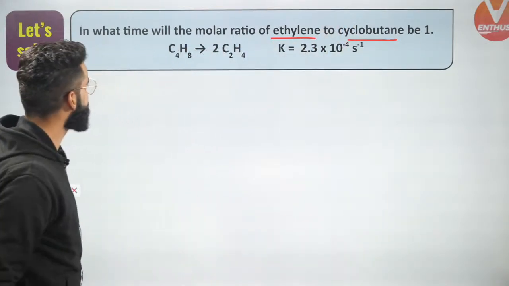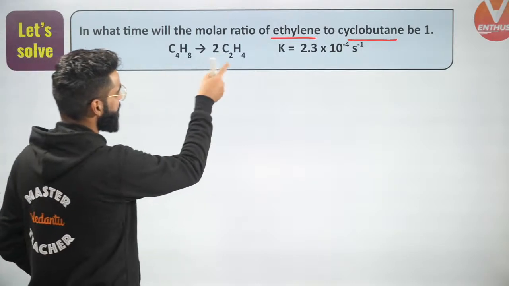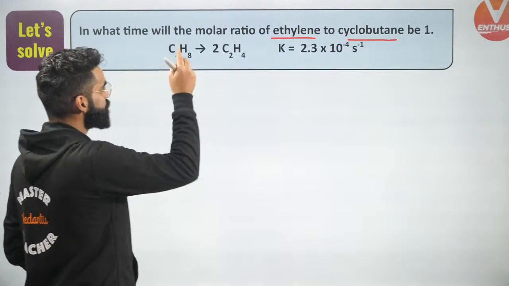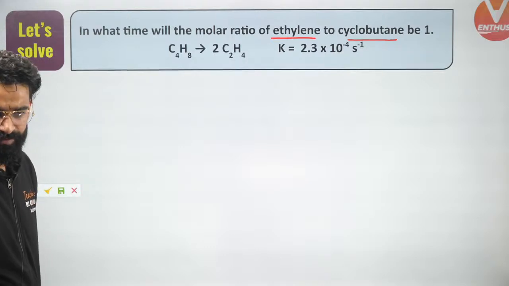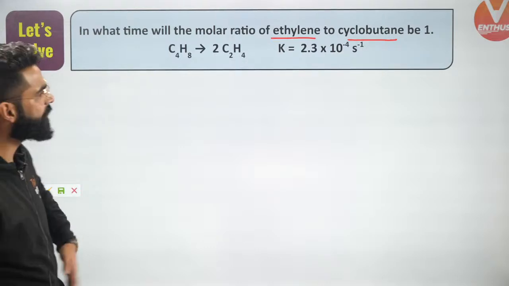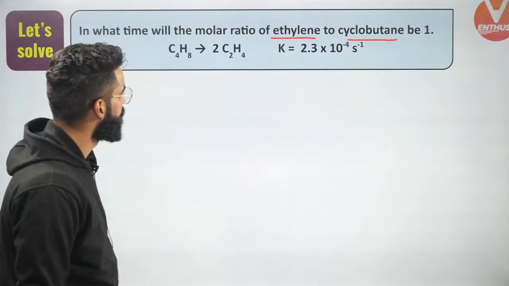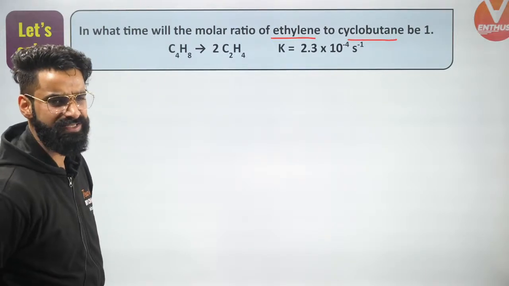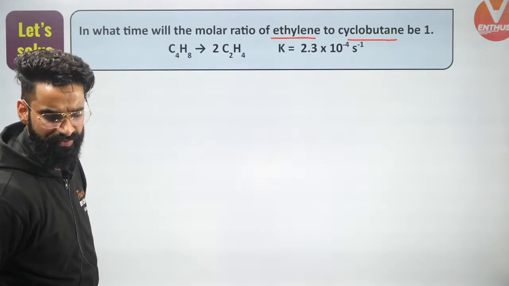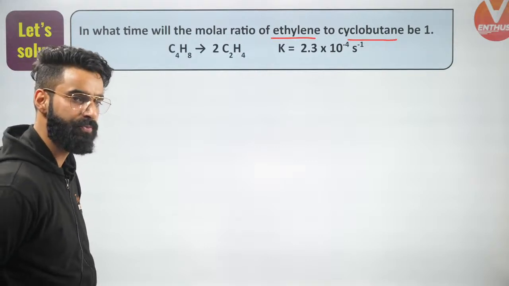We need to check at what time the molar ratio of ethylene to cyclobutane will be equal to 1. That's what we need to check. And we are given the rate constant value as well. If we are given the rate constant value, can we calculate its half-life? We can calculate its half-life, but I've got nothing to do with the half-life right here. So how to approach this sort of question?